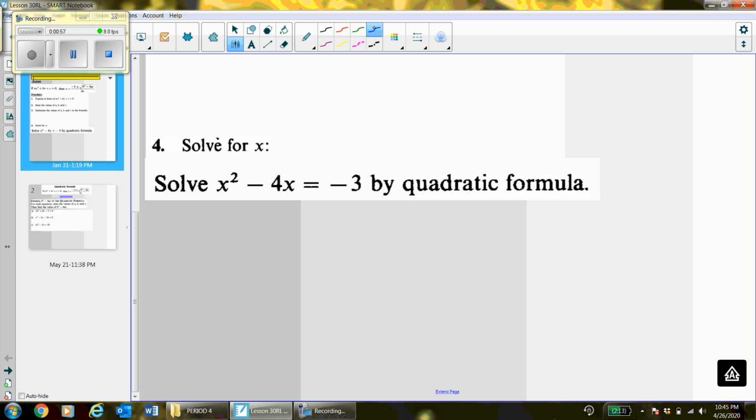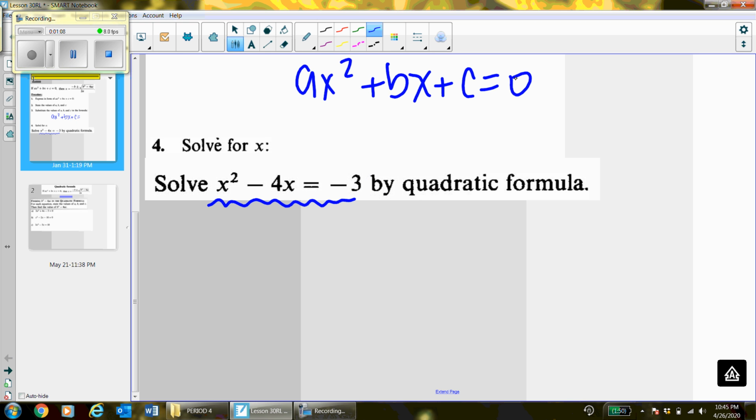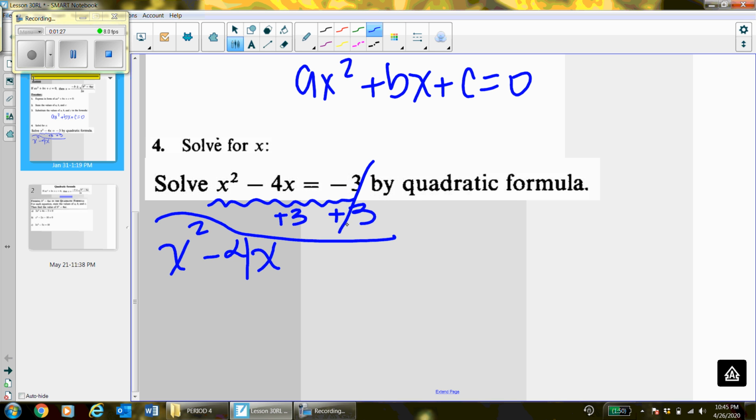We have this equation, which is not in standard form, so I'm going to put it in standard form. Reminder, standard form for an equation is this. We have the x squared, we have the minus 4x, but that minus 3 needs to be on the other side of the equal sign. In order to bring it over, I have to add 3 to both sides so that I'm left with 0 on the right side of the equal sign.